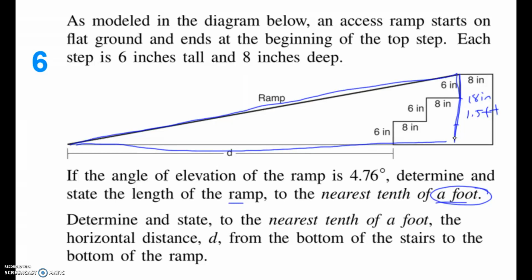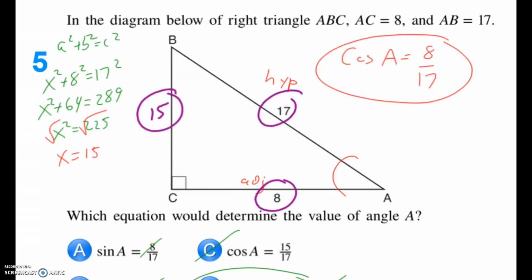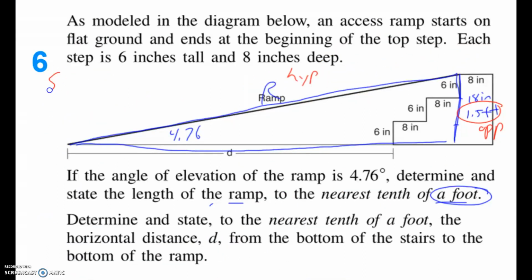And they tell us the angle of elevation is 4.76. And we want to know the length of the ramp. I'm going to call it R. So first, from 4.76, opposite is 1.5, and the hypotenuse is R. Opposite, hypotenuse, if we look at our ratios, that is the sine ratio. So I'm going to create a sine equation. Sine of the angle, 4.76, equals opposite 1.5. So again, I want to work in feet because I want my answer in feet, over the hypotenuse we don't know.